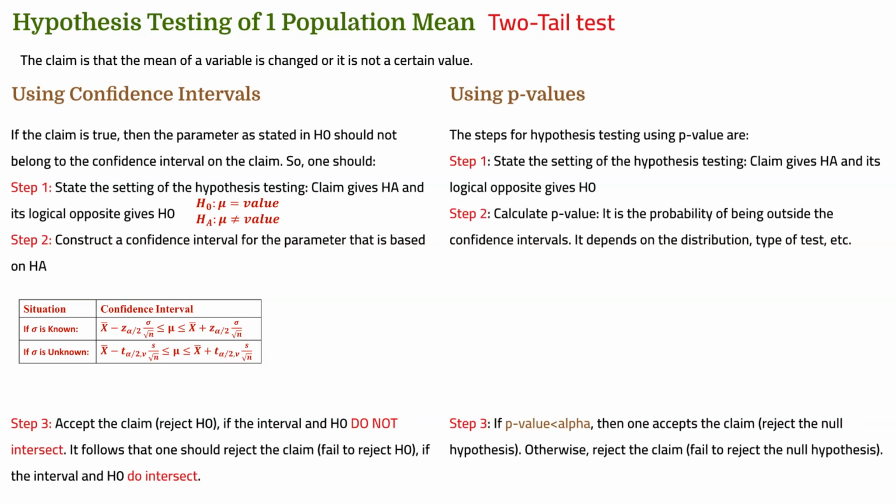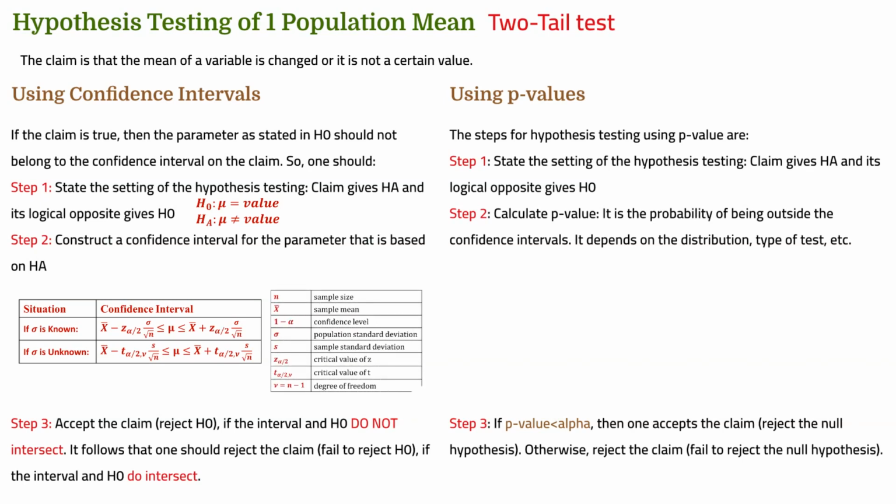If sigma is known, we use one formula as you can see on the video, and if sigma is unknown, we use t and s instead of z and sigma. And to calculate these confidence intervals, we have to know n, the sample size, x bar, sample mean, 1 minus alpha, confidence level, sigma, population standard deviation, s, sample standard deviation, z alpha divided by 2, critical value of z, t, critical value of t, nu is n minus 1 degree of freedom.